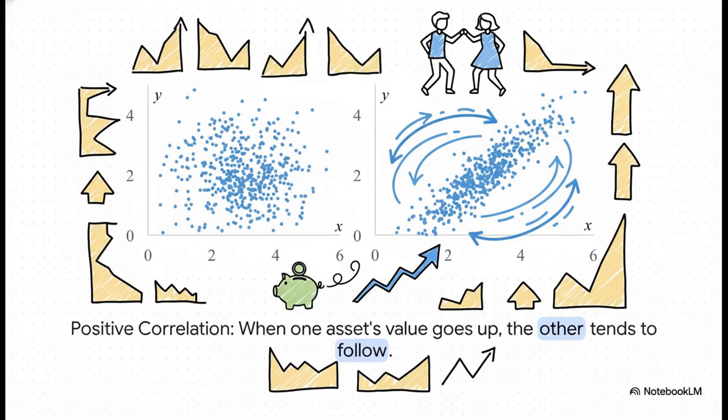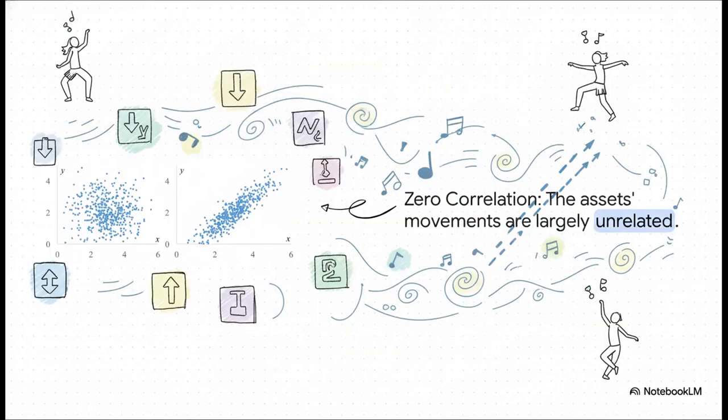So what does this actually look like? Well, a positive correlation means the dots on a chart trend upwards. As one thing goes up, the other tends to go up with it. They're moving together, like two dancers perfectly in sync. And a zero correlation, it looks more like a random cloud of dots. There's just no clear trend. The moves in one asset don't really tell you anything about what the other one's going to do. They're basically each dancing to their own beat.